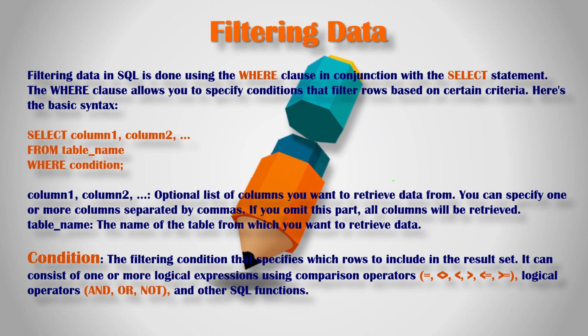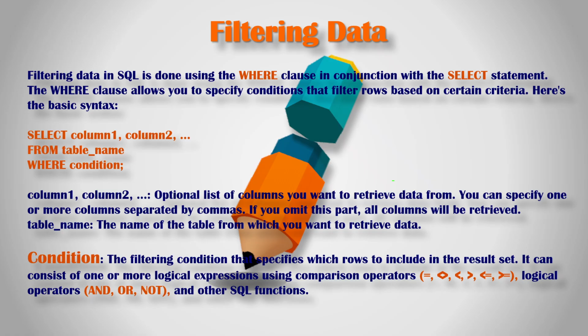Filtering data in SQL is done using the WHERE clause in conjunction with the SELECT statement. The WHERE clause allows you to specify conditions that filter rows based on certain criteria. Here's the basic syntax: SELECT column1, column2, and so on, FROM table_name WHERE condition.